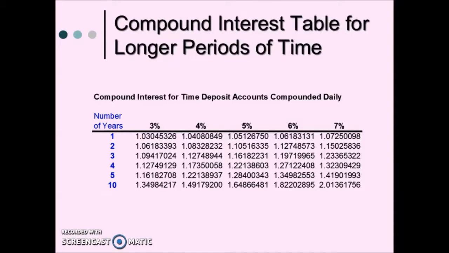Compound interest table for longer periods. We will look at daily compounding for more than just 1 day up to 90 day, and we need a table for that. We can always use the formula, but the table saves a little bit of time, and here we have a table showing the number of years and the interest rates for the compounded daily.